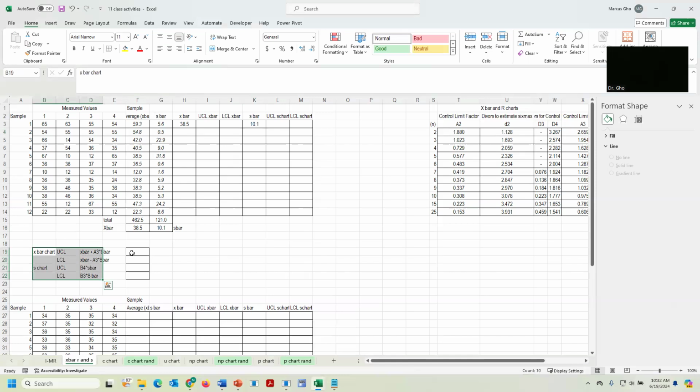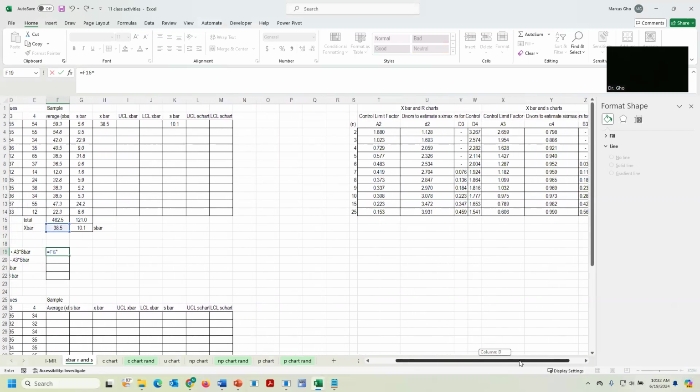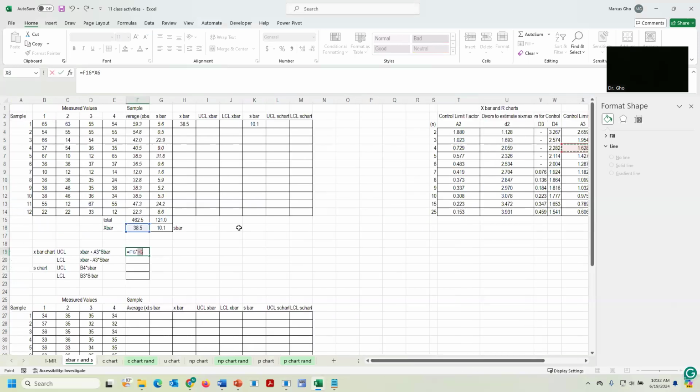X bar plus A3 times S bar. So that means it equals X bar times, and then I come over to this table to the right, A3. We've got 4 samples, so that's going to be this one right here, which corresponds to n of 4. So that's 1.628. Take that and times S bar. S bar is this value right here.